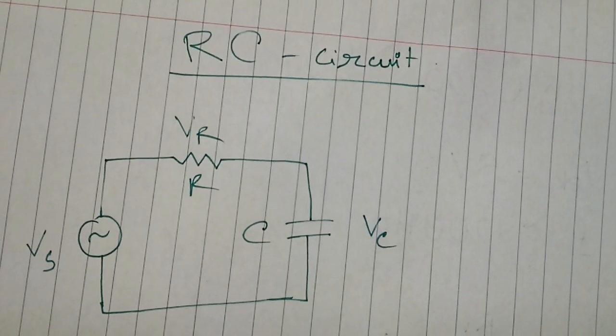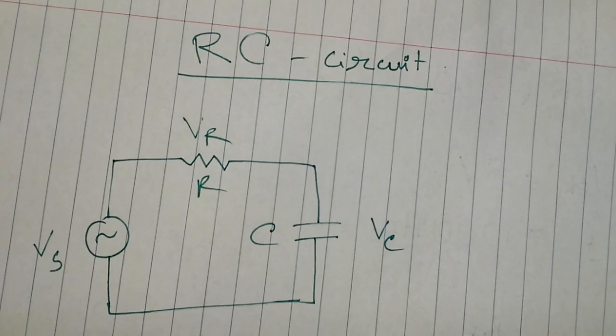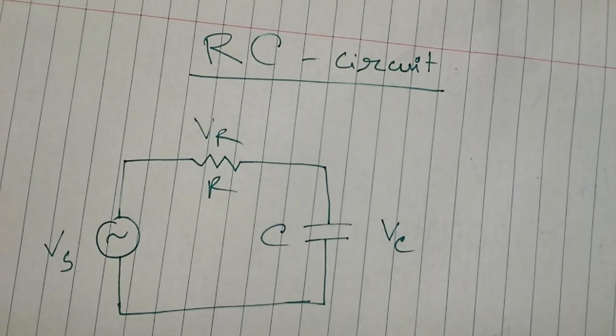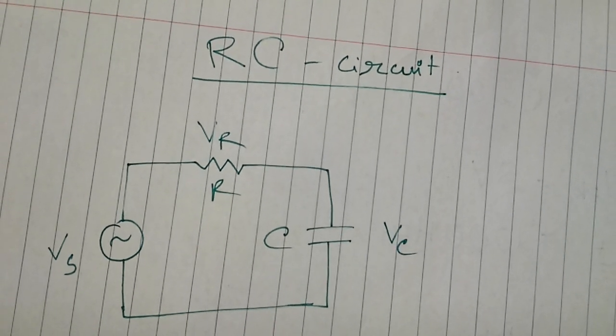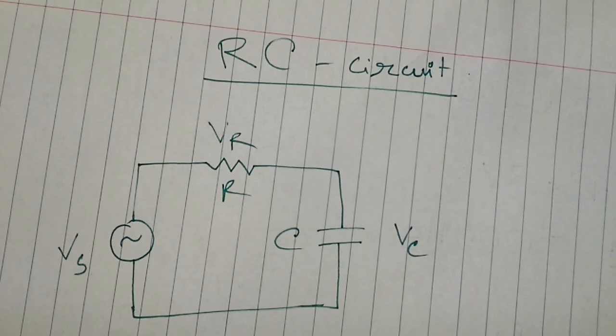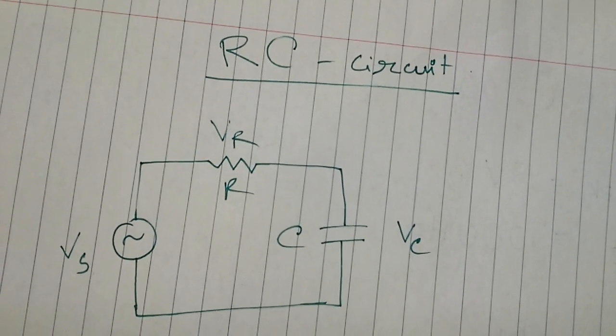Now we shall demonstrate how to measure phase using an oscilloscope. So we consider a simple RC circuit. We see in the circuit diagram a voltage source, a resistor and a capacitor. So we have set up the circuit here.